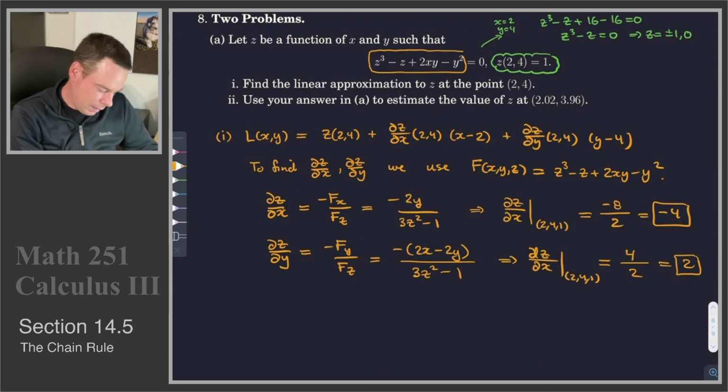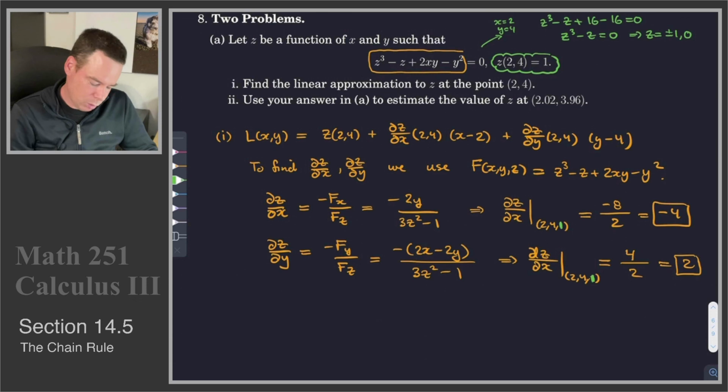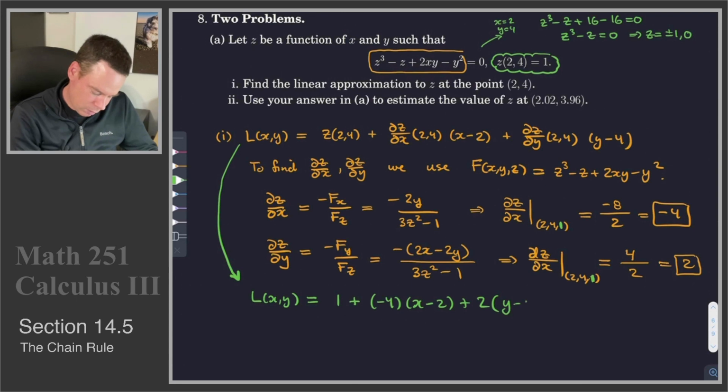Notice it was at that point that we used the value of 1 for our z value. If we're interested in any of the other points on that surface and the partial derivatives there, we would use the different z value corresponding to the point. So that's where we use the 1. Now we can write down our linearization. L of x, y is equal to, using that expression up here, 1 plus negative 4 times (x minus 2) plus 2 times (y minus 4). And so there is our linearization.